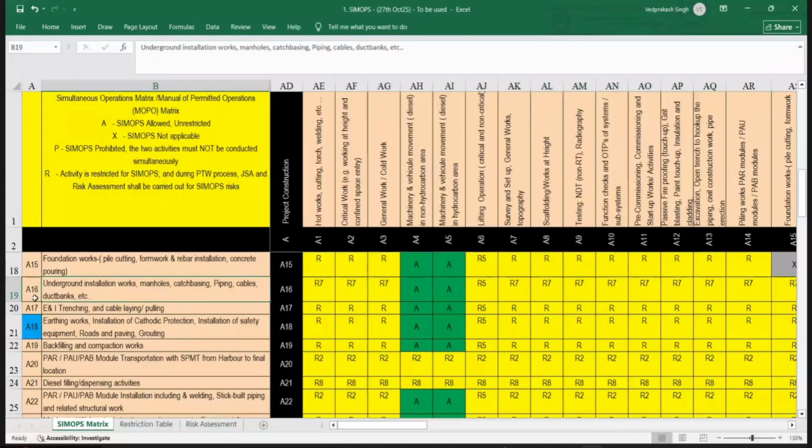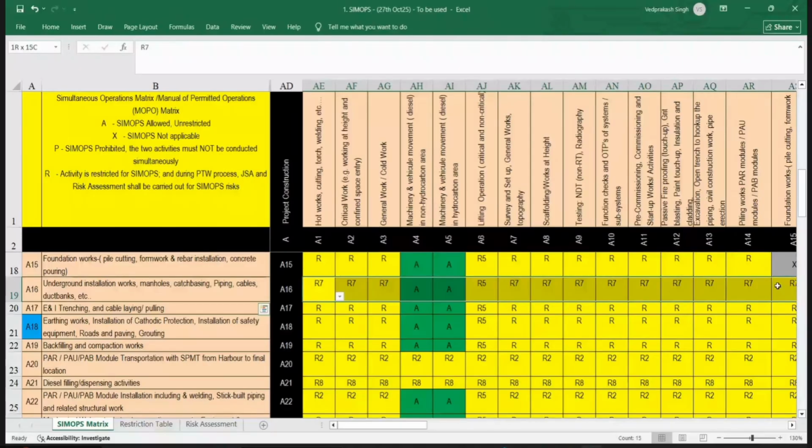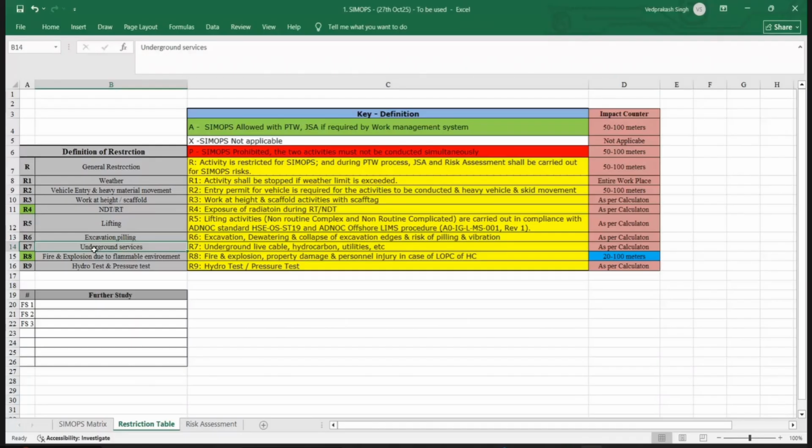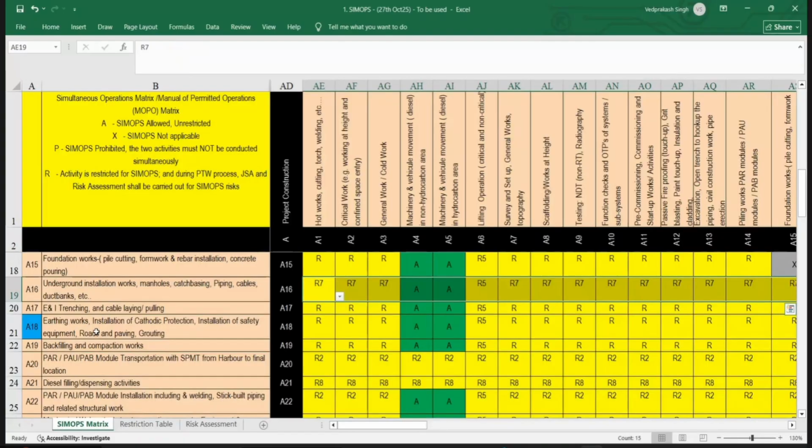Underground installation, since this is a brownfield, you may have some damage to the underground services in the construction phase. So I'm putting R7. R7 we are putting is underground services. We have to do underground detection service. We have to do some excavation activity by hand if you have some underground services where you are going to do the excavation activity.